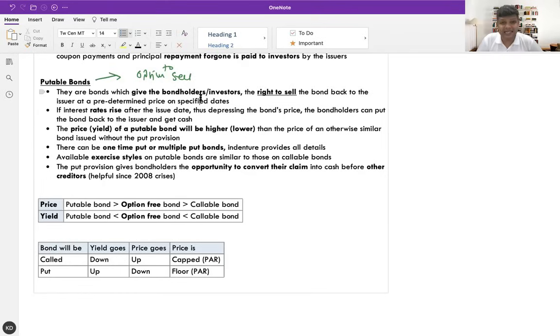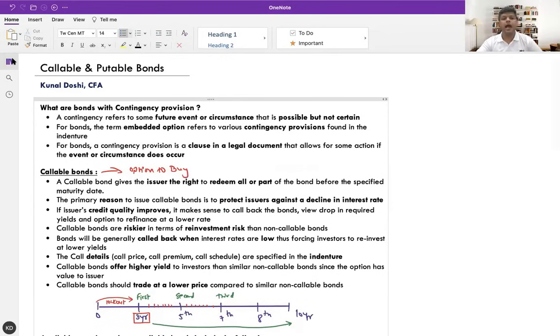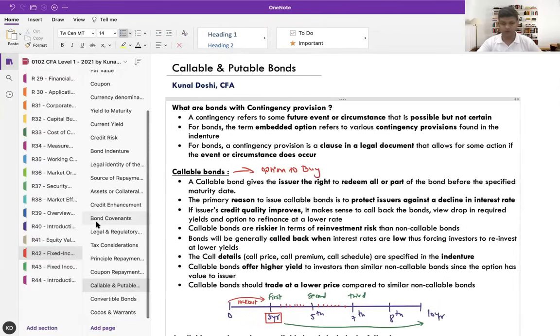Now, we will discuss the calculation of callable bonds, the yield and the price calculation, in the next sections, in the reading on valuation of bonds. We will discuss that. So at that time, I'll again come back to this slide. As of now, we are just discussing the overview.